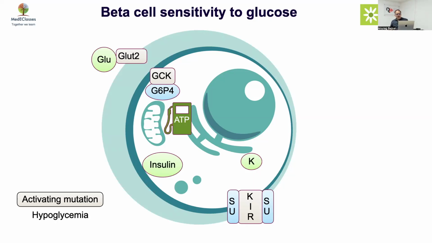Now, if you have an activating mutation in the glucokinase, the body is sensing my glucose is very high, let's produce more insulin, and this is going to cause hypoglycemia. If you have an inactivating mutation, again the potassium ATP channel will be affected and you will have diabetes. This is what is known as MODY2, which is the mildest form of monogenic diabetes, in which only the fasting glucose is high. So this is a sensing defect. The body is not able to sense that.